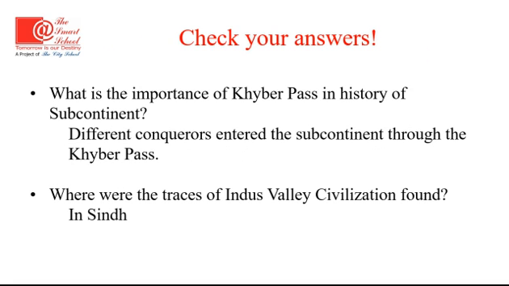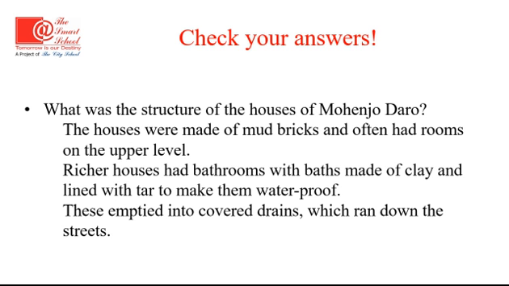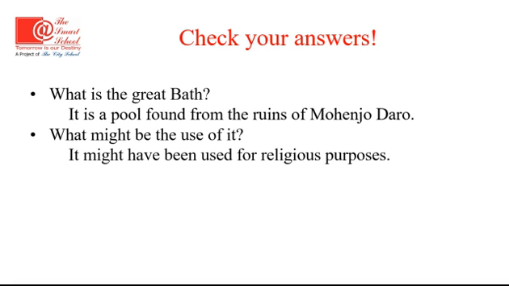What is the importance of Khyber Pass in the history of subcontinent? Different conquerors entered the subcontinent through the Khyber Pass. Where were the traces of Indus Valley civilization found? They were found in Sindh. What was the structure of the houses of Mohenjo-daro? The houses were made of mud bricks and often had rooms on the upper level. Richer houses had bathrooms with baths made of clay and lined with tar to make them waterproof. These emptied into covered drains which ran down the streets. What is a Great Bath? It is a pool found from the ruins of Mohenjo-daro. What might be the use of it? It might have been used for religious purposes.